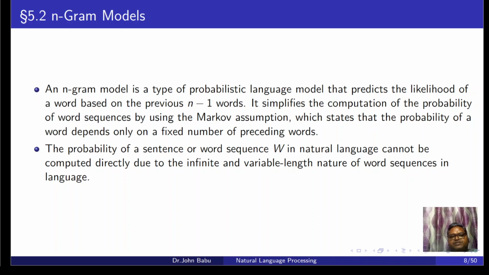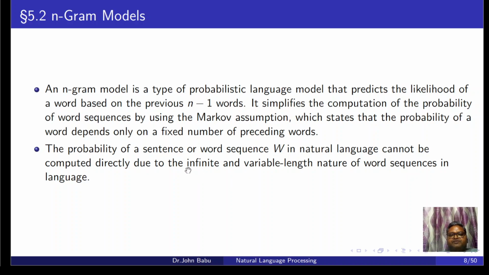So we'll start with n-gram models. An n-gram model is a type of probabilistic language model that predicts the likelihood of a word based on the previous n minus 1 words. By the Markov assumption, what is the Markov assumption? The probability of a word depends only on a fixed number of preceding words, not all the words.